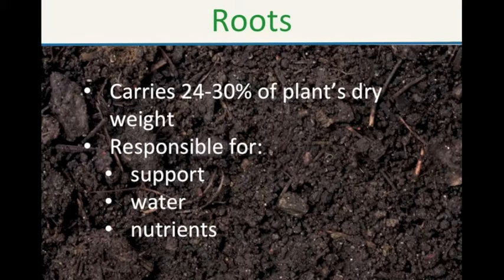Plant roots are in fact 24 to 30% of the total plant dry weight. So if you pull a plant out by the roots and cut the plant into roots and above ground parts and dried them and weighed them, the roots would account for 24 to 30% of that weight. These roots are responsible for supporting the plant in the soil, including the above ground parts, and for providing the roots and the above ground parts with water and nutrients.